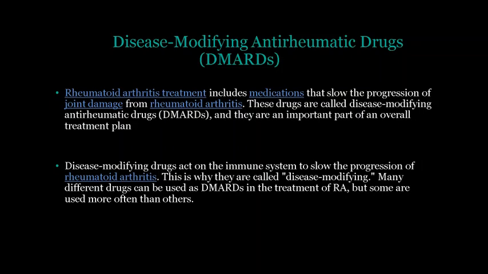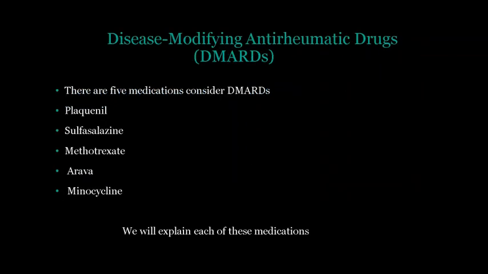Now, a group of drugs that we use to help with inflammatory arthritis are called disease-modifying anti-rheumatic drugs, or DMARDs. These include medications that help slow the progression of joint damage from rheumatoid and inflammatory disease. They are an overall part of the treatment plan. They act on the immune system to slow the progression of rheumatoid arthritis and inflammatory arthritis. This is why they're called disease-modifying. Many different drugs are used as DMARDs in the treatment of rheumatoid arthritis, but some are used more than others. There are 5 medications to consider: Plaquenil, sulfasalazine, methotrexate, Arava, and minocycline. We'll explain each of these.